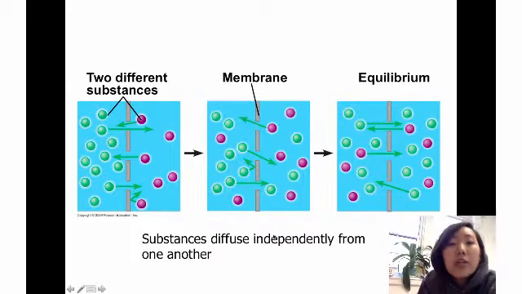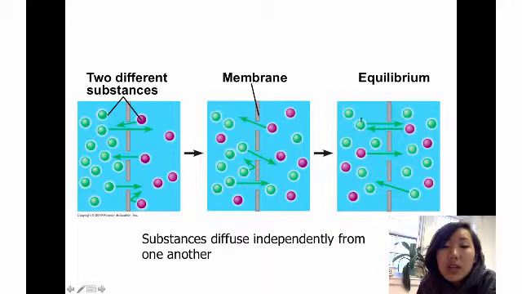Just take note that you might have 2 different types of substances, right? And they diffuse independently of each other, which means that eventually all these purple guys want to be equal on both sides, and the green guys right here want to be equal on both sides. So at the end of the day, you will get roughly the same number of green on both sides and the same number of purple on both sides.